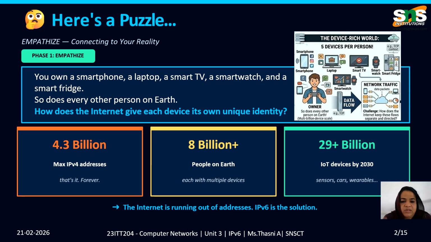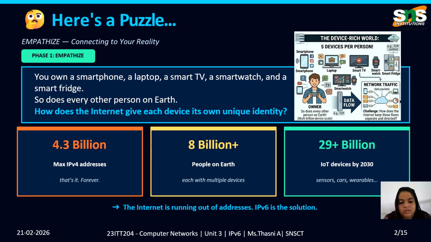So we'll start with our puzzle, connecting with reality. We have to empathize with the problems. You own a smartphone, a laptop, a smart TV, a smartwatch, and a smart fridge. So does every other person on earth. How does the internet give each device its own unique identity?